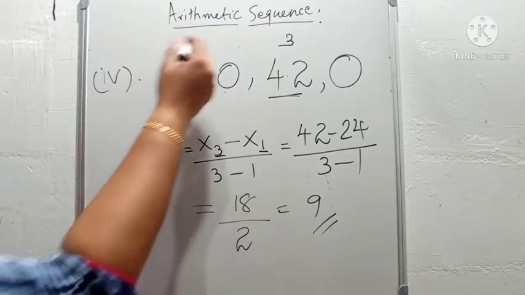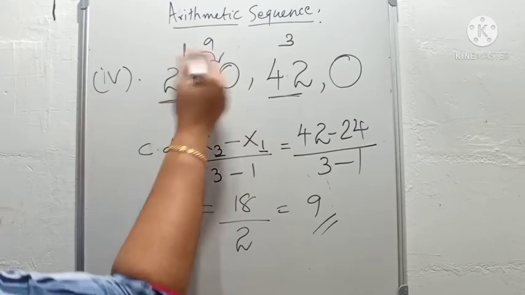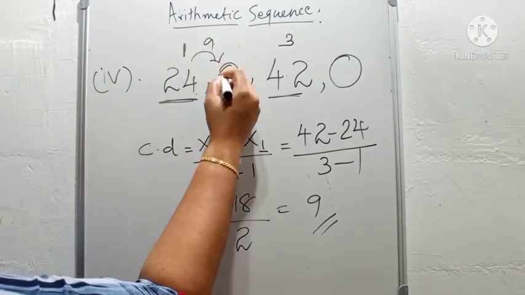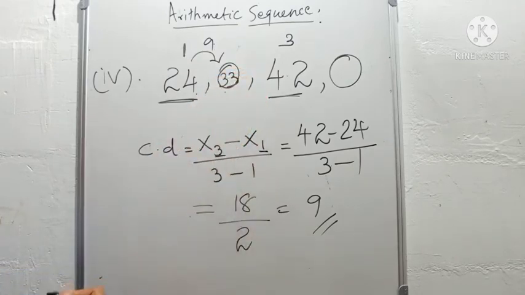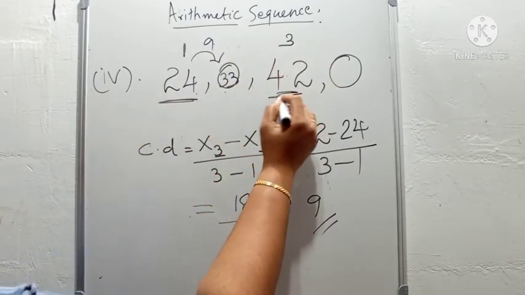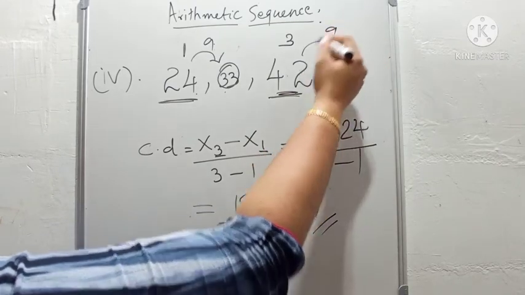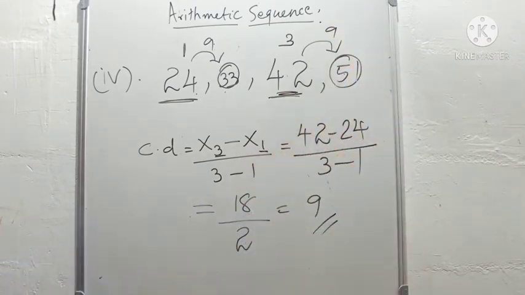Then what about the second term? This term is 9 more than the first number. That is 24 plus 9. 24 plus 9 is equal to 33. Then 33 plus 9 is equal to 42. Then 42 plus 9, this is the fourth number. 42 plus 9 is equal to 51.